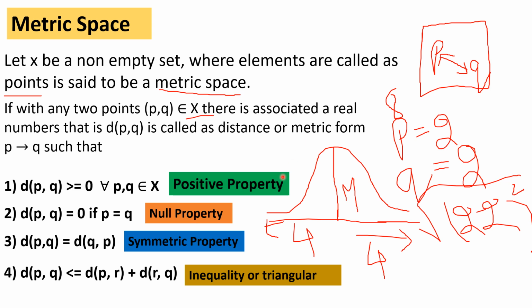So the summary is, when we take X as a non-empty set and the elements in X are called points, and if you take any two points and the distance between p and q is denoted as d(p, q), if it satisfies the following four properties: positive, null, symmetric, inequality, then it is called a metric space. I hope it is crisp clear what a metric space is. Now we are going to see the problem.